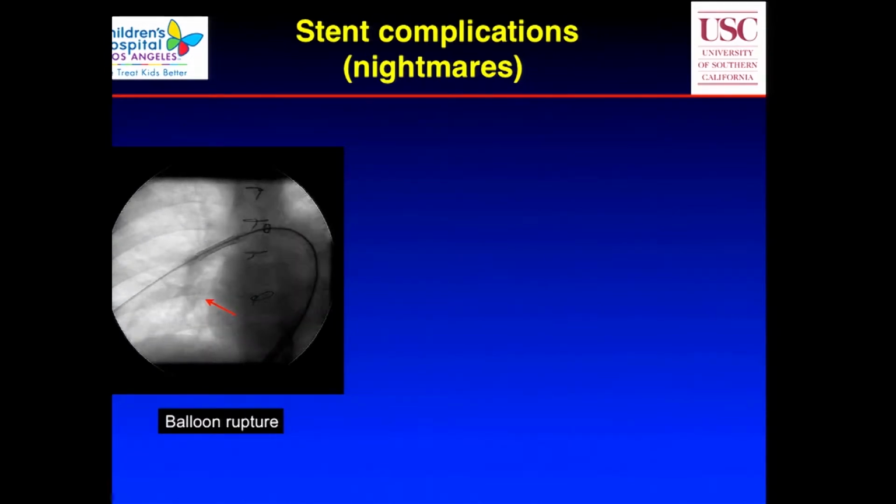So here's an example of a balloon. Everything is in position. You inflate the balloon, and of course the balloon opens, but the stent does not open, and next thing you see contrast in the vessels, and you say, uh-oh, there's a problem. So that's one type of complication you might see.